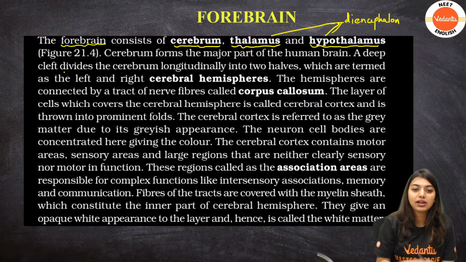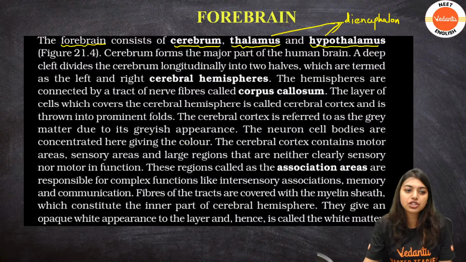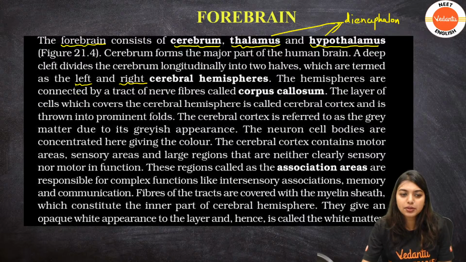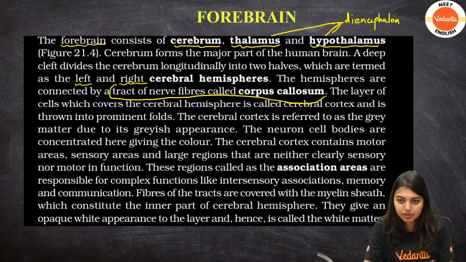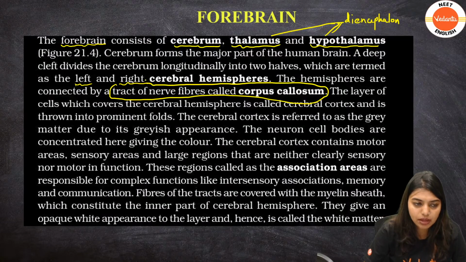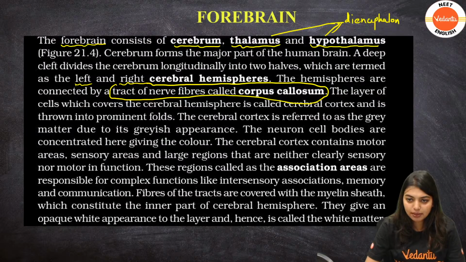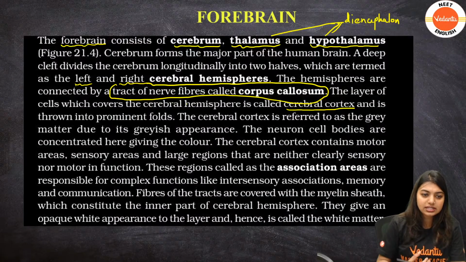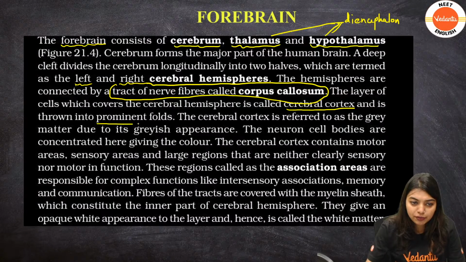A deep cleft divides the cerebrum longitudinally into two halves, which are termed the left and the right cerebral hemispheres. The hemispheres are connected by a tract, very important, a tract of nerve fibers called the corpus callosum. This is what I told, they are connected with the help of corpus callosum. Now the layer of cells which covers the cerebral hemisphere is called the cerebral cortex, and it is thrown into prominent folds. The folds is what we are talking about.